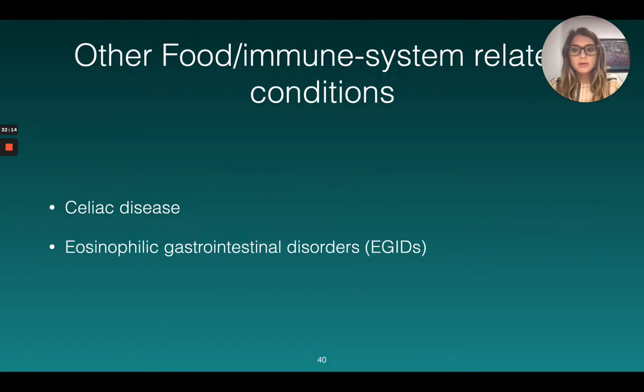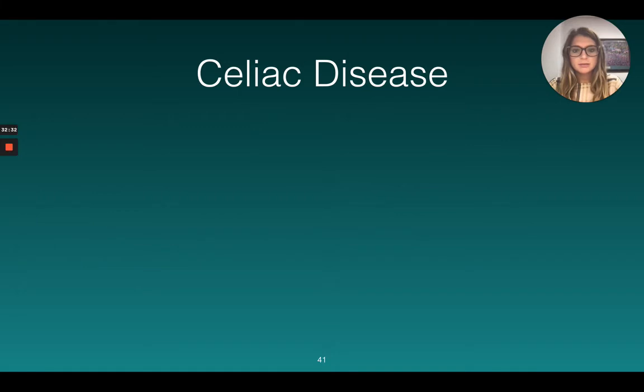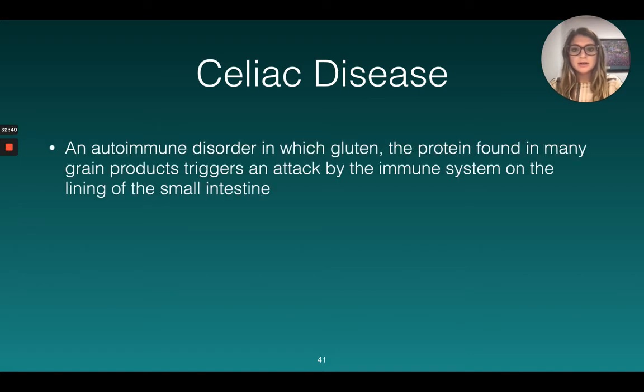So there are some other food or immune system related conditions, like I said, celiac disease. So we're going to get into a little bit about celiac disease, and then eosinophilic gastrointestinal disorders, also known as EGIDs. So celiac disease may be common or something that you are familiar with, and this is going to be that gluten intolerance. So celiac disease is an autoimmune disorder in which gluten, a protein that is found in grain products, triggers an attack by the immune system on the lining of the small intestine.